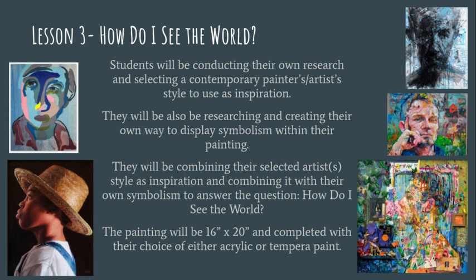The third lesson is: how do I see the world? Students will be conducting their own research this time and selecting a contemporary painter or artist style to use as inspiration. They will also be researching and creating their own way to display symbolism within their painting. So they'll be combining their selected artist style as inspiration with their own symbolism to answer the question: how do I see the world? The painting again will be in similar size and using the same materials.